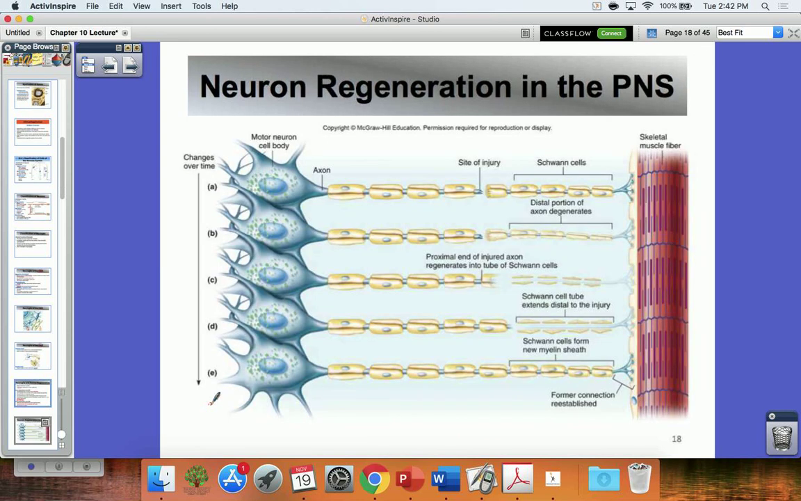This picture here shows the regeneration of the PNS. Again, this is the injury of the axon. Everything downstream will start to degenerate, but it could continue to grow. And if those connections are formed, then the neuron will have its original function, or be able to function the way it used to.